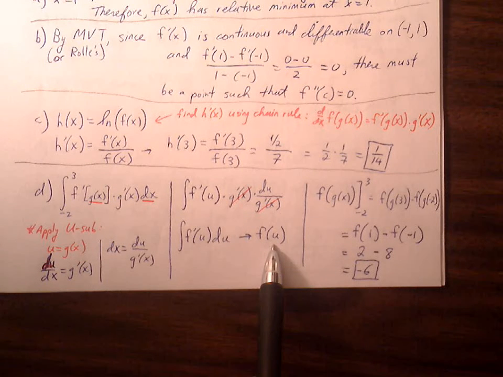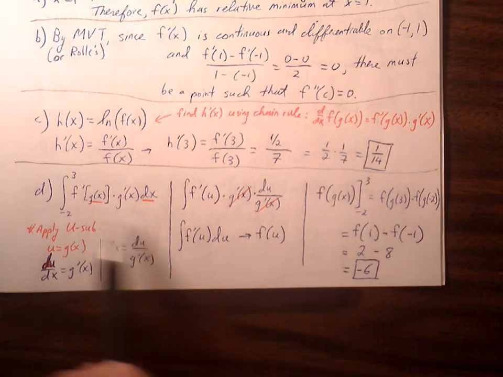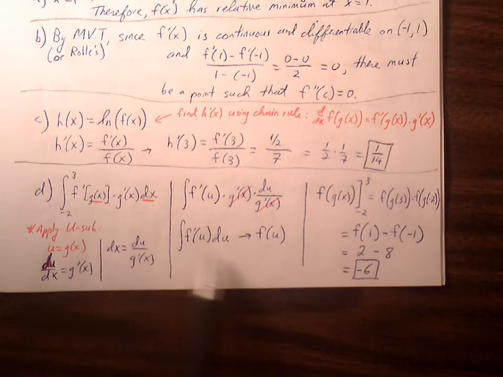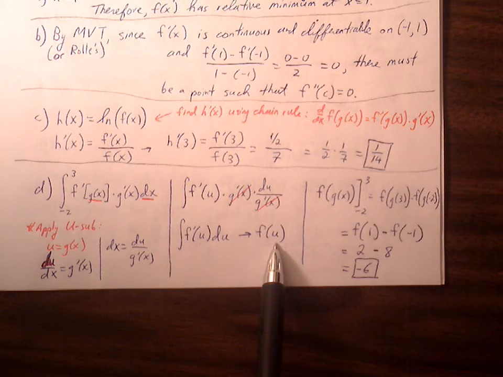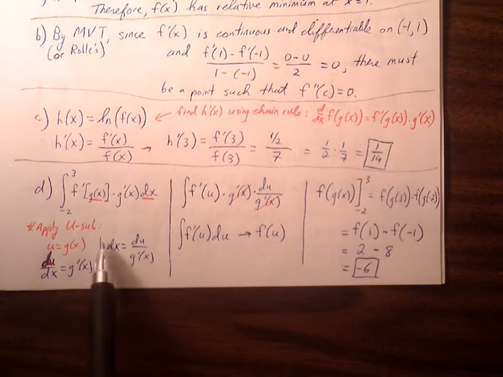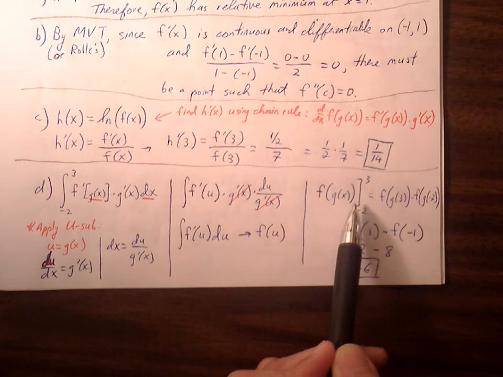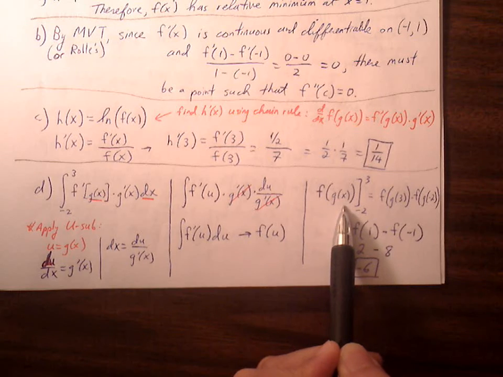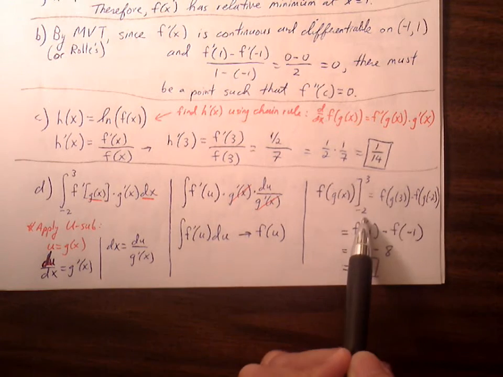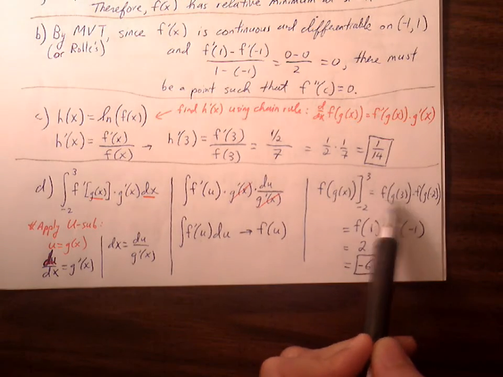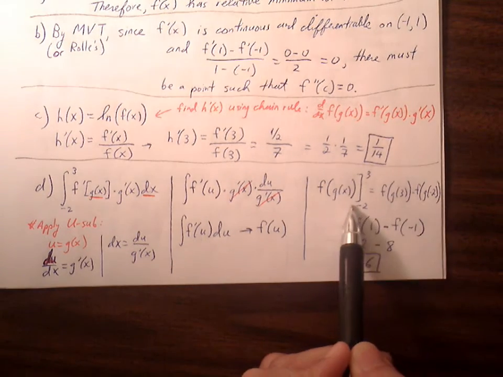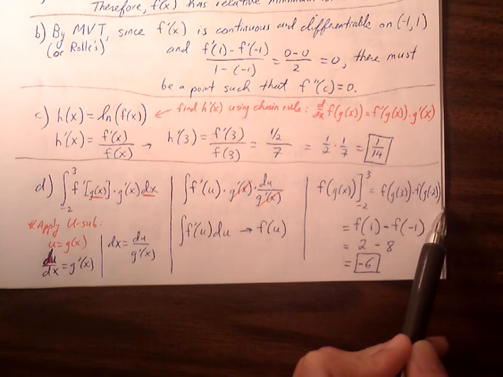And with f of u, we want to evaluate the bounds, but we have to be careful because we don't want to use the negative 2 and 3 in this form, because this is in terms of x and this is in terms of u. So let's bring our antiderivative back in terms of x. So replace u back in terms of x, so u back in terms of g of x. So now we can plug in our upper and lower bounds. Upper bound 3 gets plugged in for x. We get f of g of 3 minus, then plug in the lower bound, f of g of negative 2.